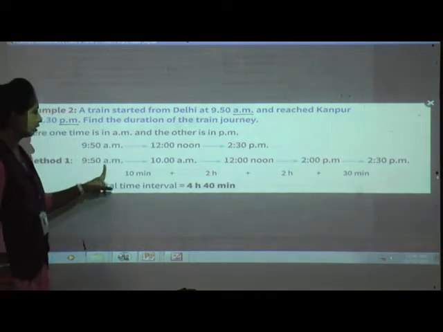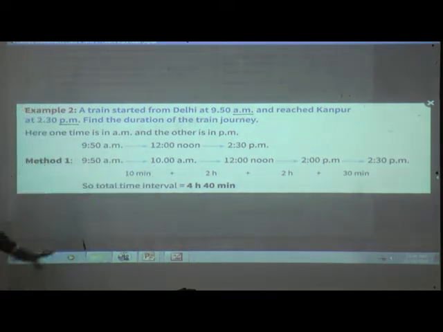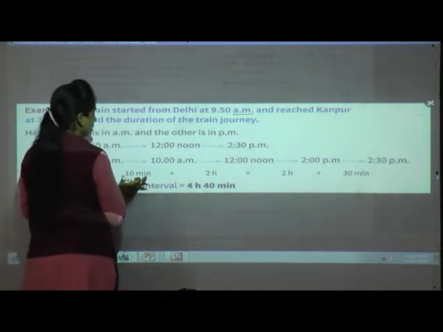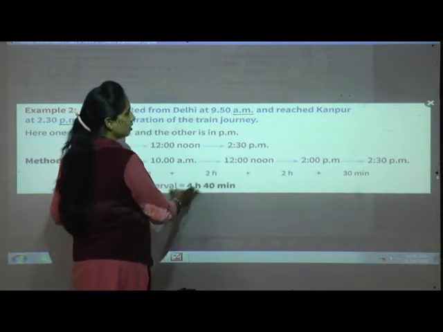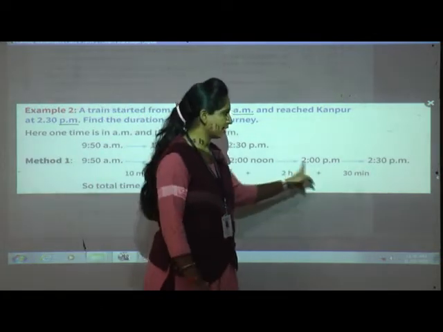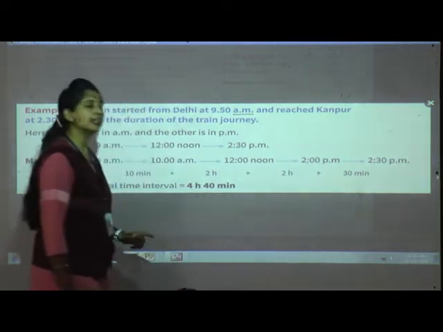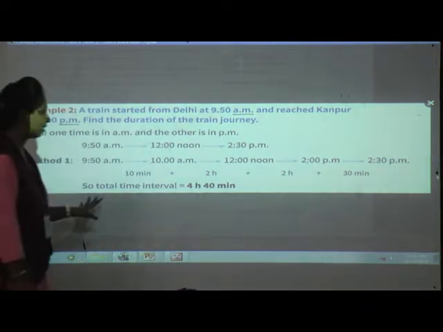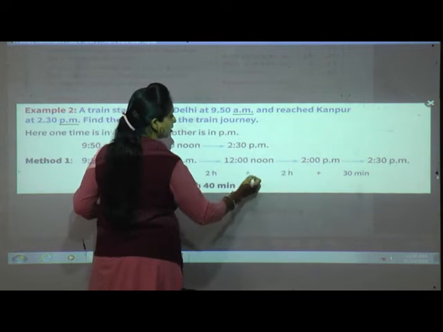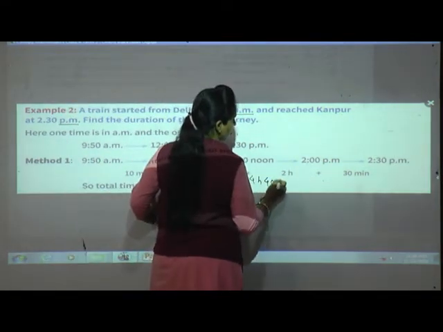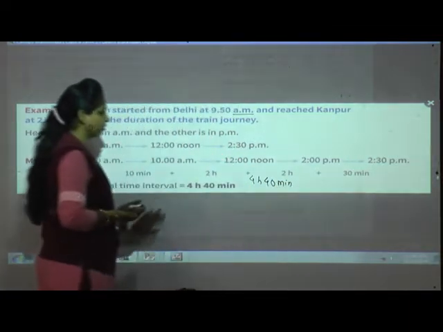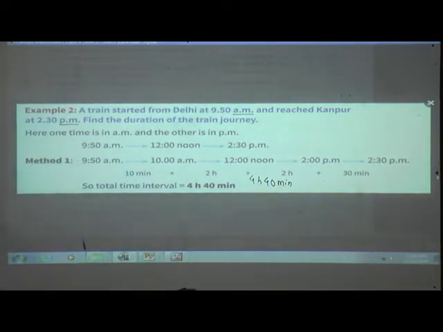So 9:50 to the exact time, you can write 10 o'clock. So 9:50 to 10 o'clock, how many minutes are there? 10. Then 10 to 12 directly 2 hours, and 12 to 2 is 2 hours, and 2 to 2:30 is 30 minutes. So when you add these all together, 2 plus 2 is 4 hours, and 10 minutes and 30 minutes means 40 minutes. So what is the answer here? 4 hours 40 minutes. Are you getting? See, you have to find out in this way.